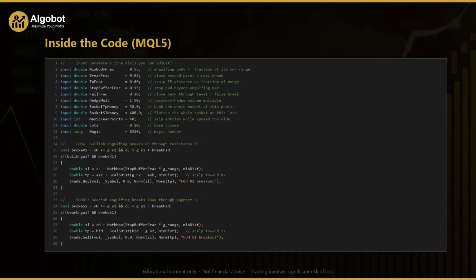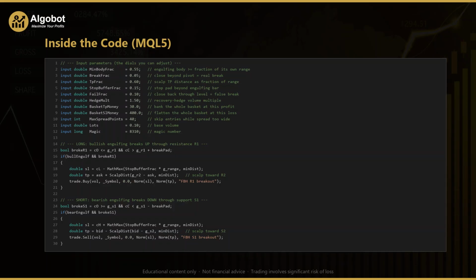The short block is the exact mirror. Broke S1 checks that the candle opened at or above support 1 and closed below it by the break pad. When that lines up with a bearish engulfing, the stop goes just above the candle's high. The take profit scalps down towards support 2, and trade.sell opens the position.